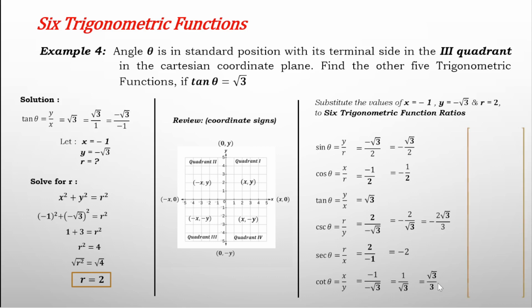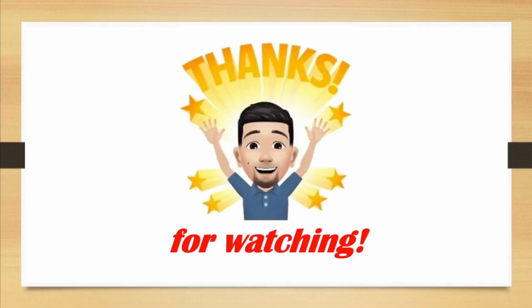So to finalize now, sine theta is equal to negative square root of 3 over 2. Cosine theta is equal to negative 1 half. Tangent theta, which is the given, is square root of 3. Cosecant theta is equal to negative 2 square root of 3 over 3. Secant theta is equal to negative 2. And cotangent theta is equal to square root of 3 over 3. And that ends our video discussion at this moment.